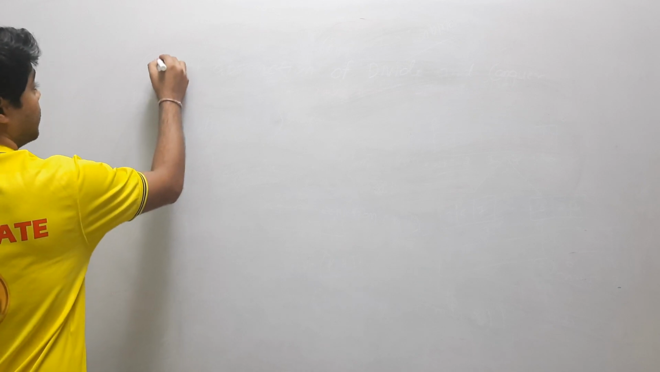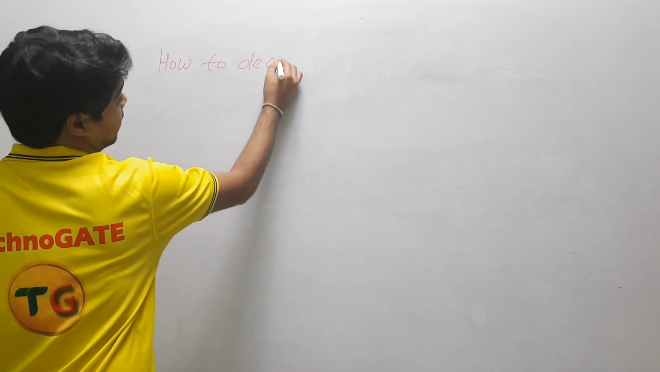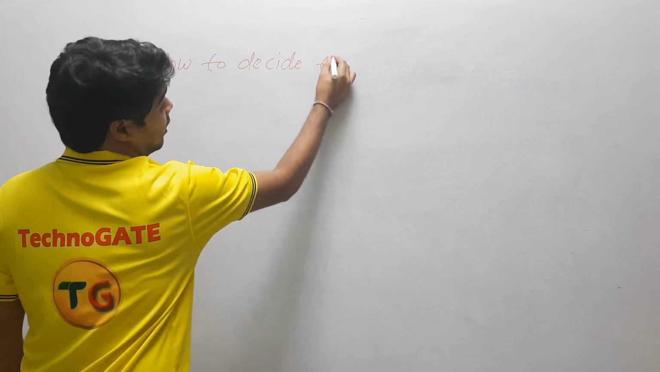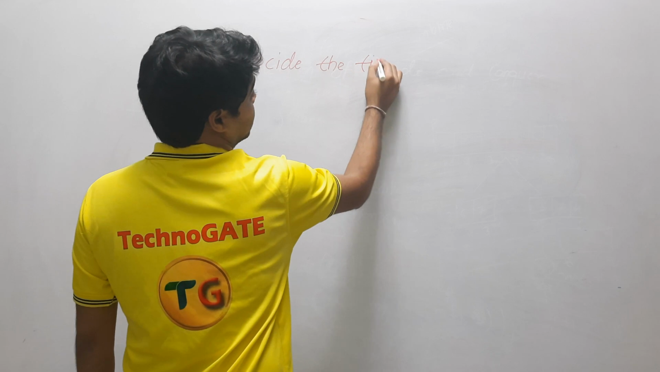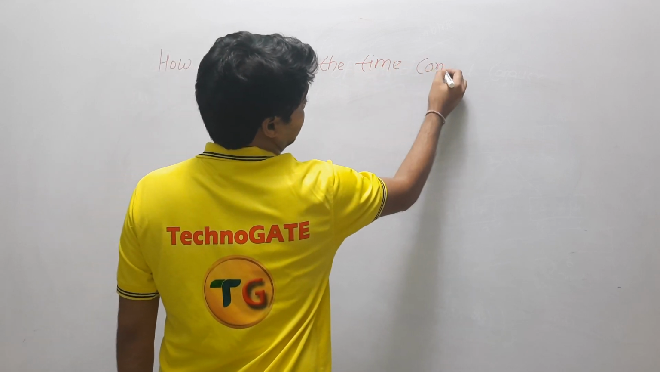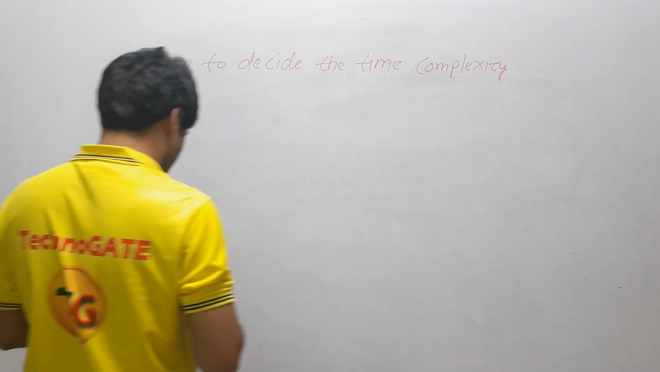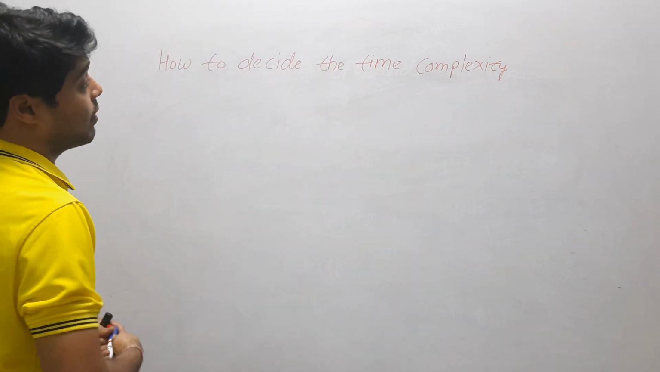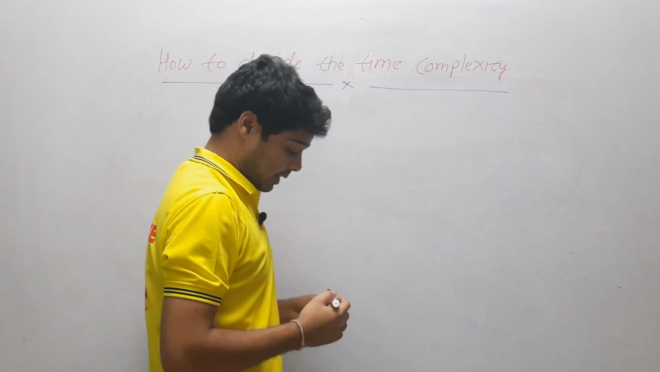So how to decide the time complexity? How to decide the time complexity for divide and conquer? Let's see here. It's a very important part.